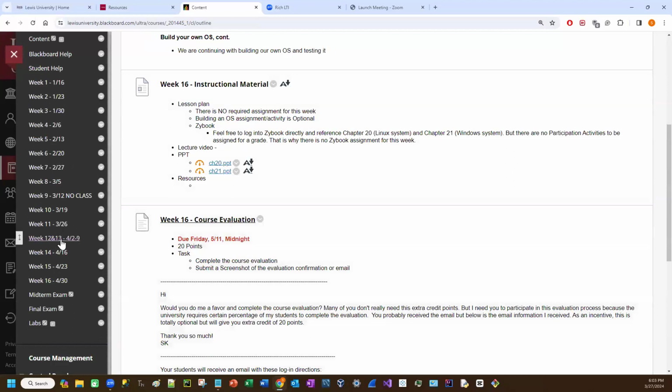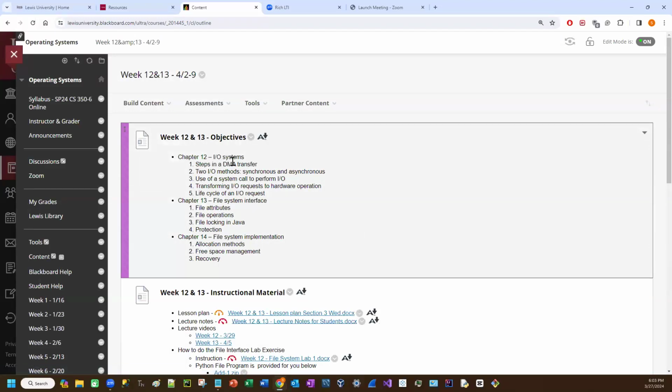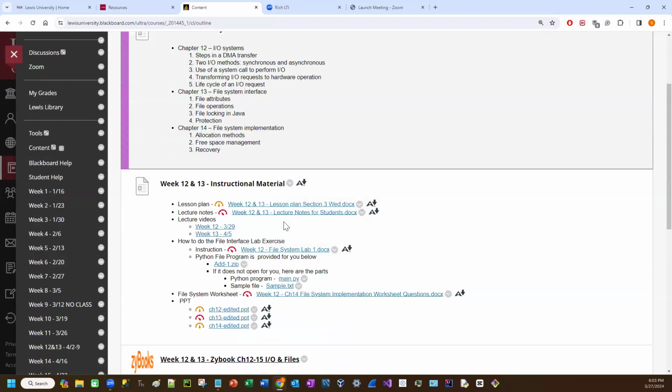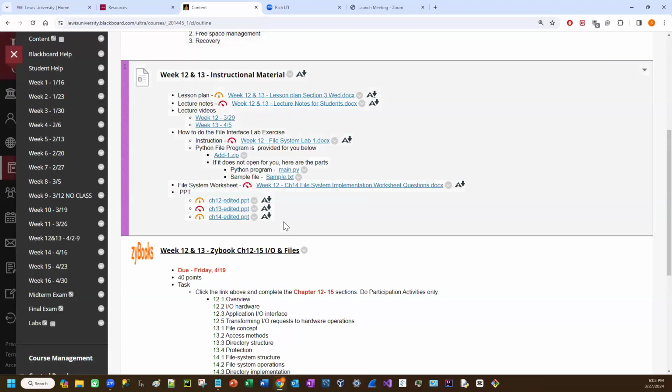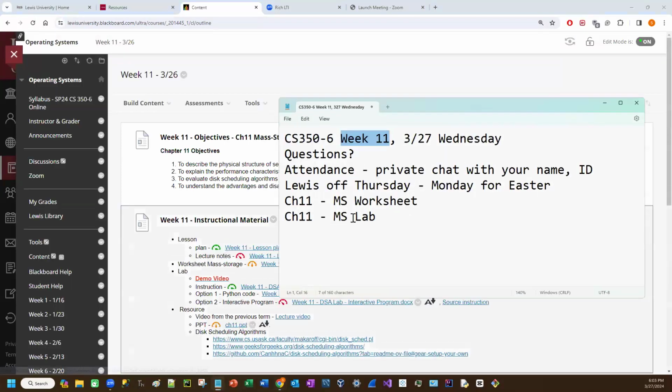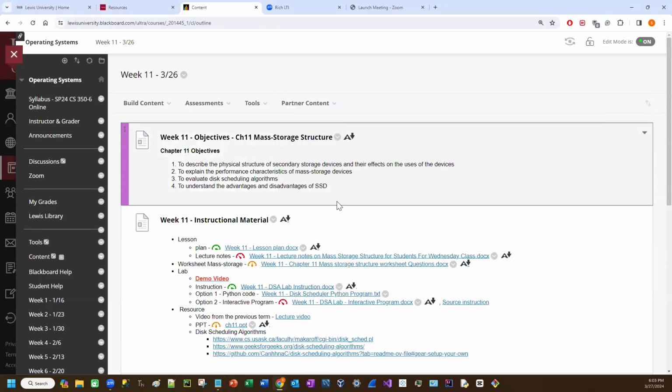Next 2 weeks, 11 and 12, I lumped together because they have just one particular topic, which is the IO or the file. So I may split this out by next week. Hang on there, and the end is coming soon. For today, what we have planned is the mass storage worksheet and the lab. Without further ado, let's take care of that.